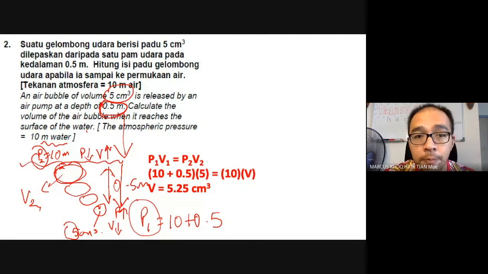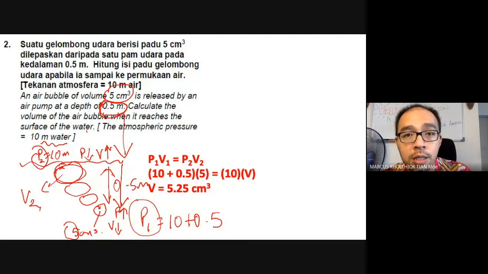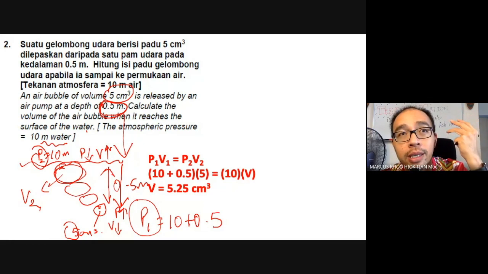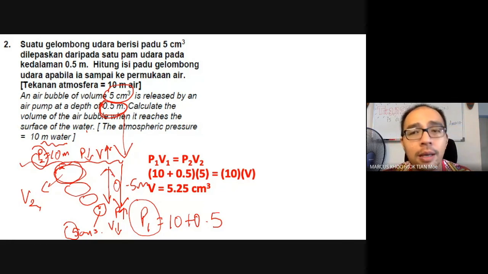Because pressure, ladies and gentlemen, there are 6 possible units of pressure. It can be Pascal, it can be centimeter HG, it can be meter water, it can be millibar. There are many, many units for pressure. Even the pressure that you find in a gas station also has a different unit. You go and see. It's different. They don't even use meter water or CMHG. So we have to be a little bit flexible about the unit of pressure.